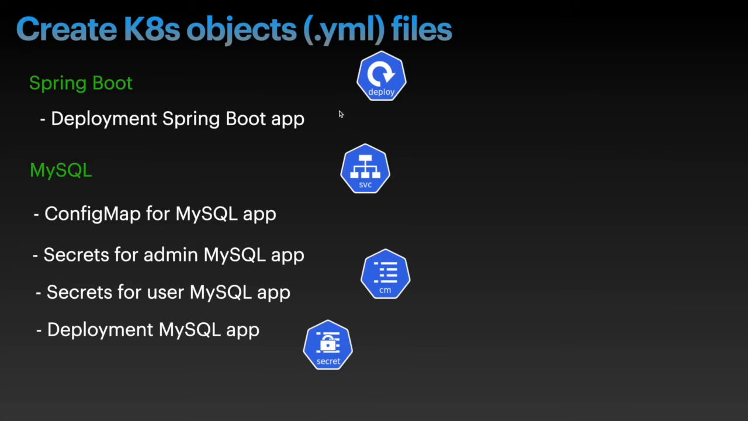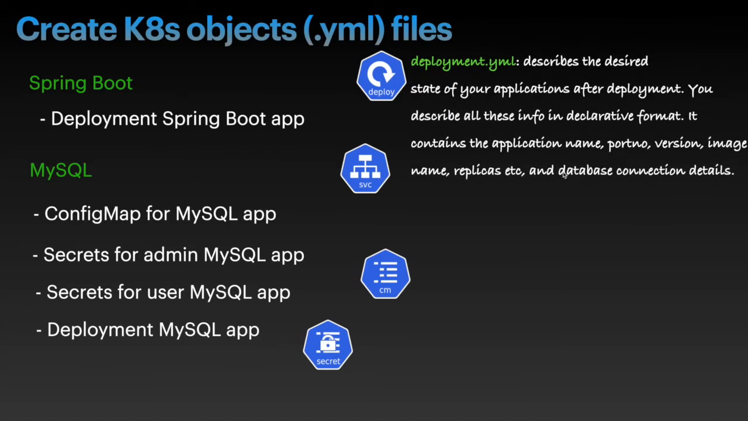What content do they have? For example, the deployment YAML file describes the desired state of your application after deployment. So basically you define whatever you require for your application, especially the application name, the image name and version, and the location where it is located in a Docker registry. You mention everything in a declarative format, so that once you deploy this YAML file, Kubernetes fetches the application image and deploys it on the Kubernetes cluster in one of the nodes.